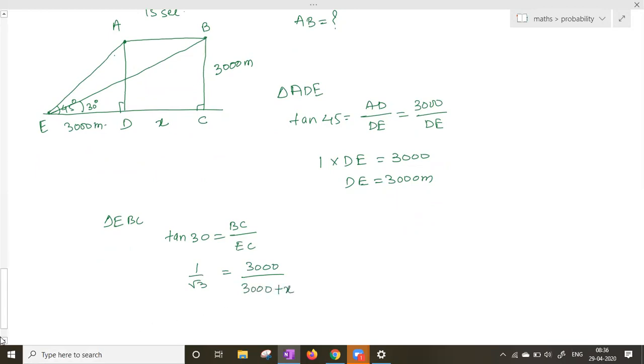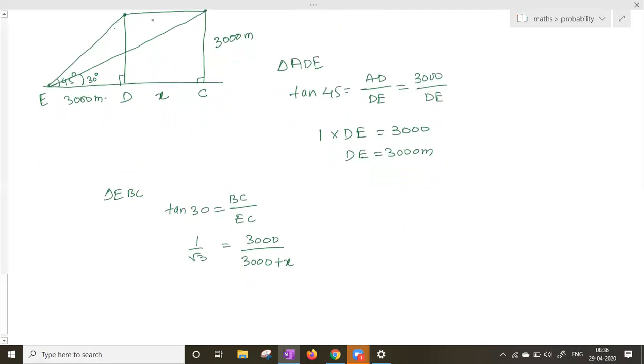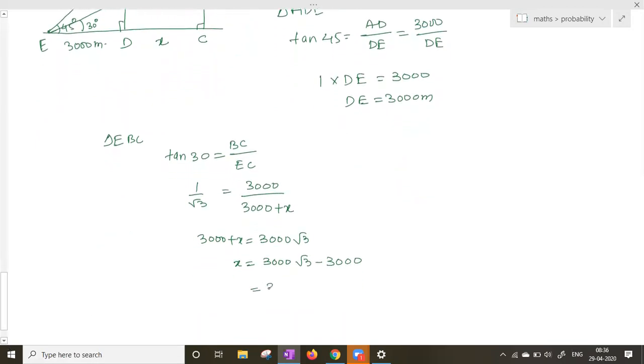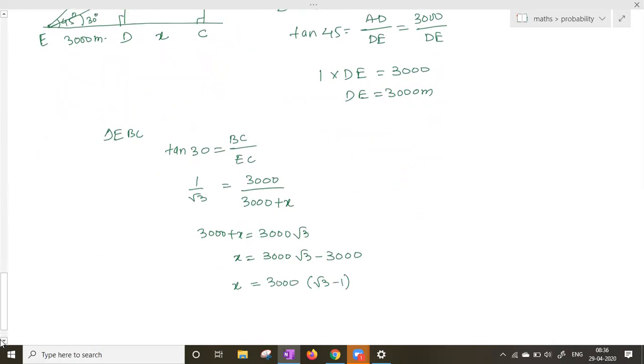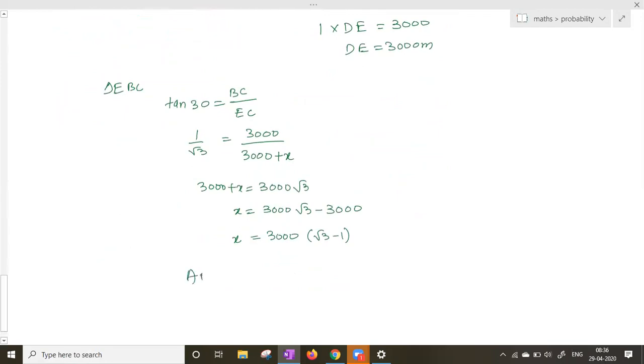So cross multiply and find the value of X first because X is equal to AB. 3000 plus X is equal to 3000 root 3. So X is equal to 3000 root 3 minus 3000. So take 3000 common. 3000 into root 3 minus 1 is the value of X. So AB is equal to X only. Value of AB is equal to X, that is 3000 into root 3 minus 1.